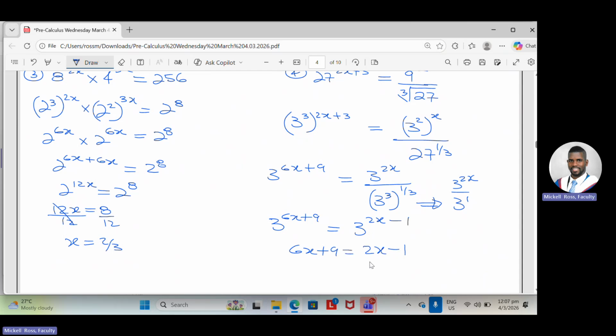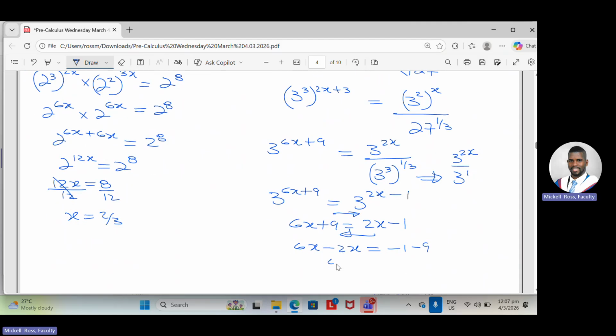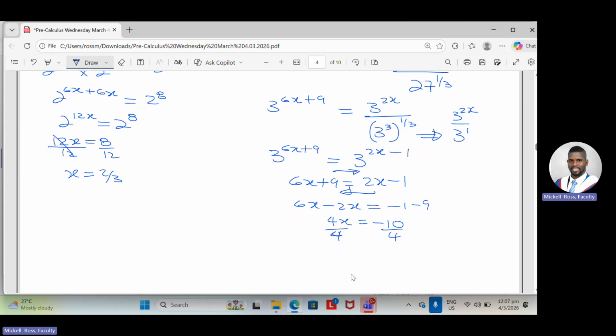And then group the like terms, solve for x. -1 minus 9. So we're going to get 4x is equal to -10. So x is equal to -5/2. So that is what we would end up with for that answer right there.